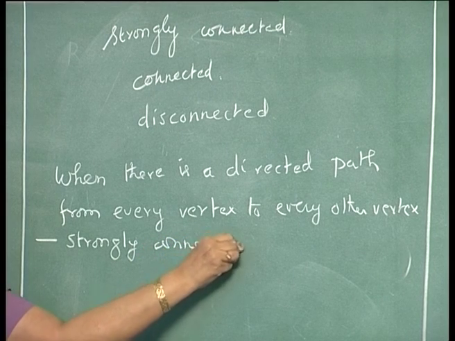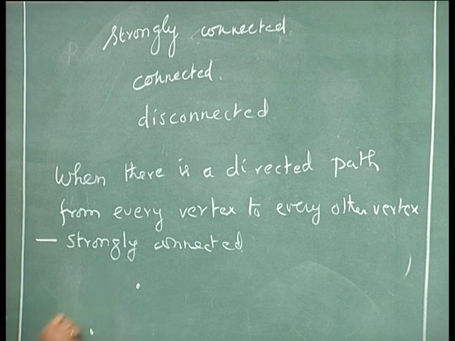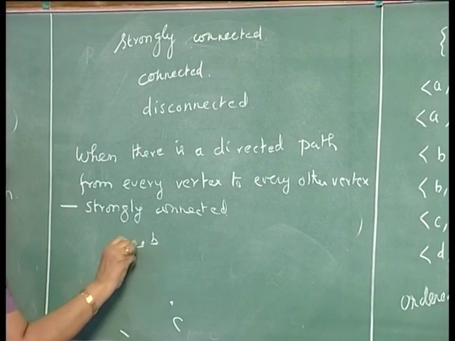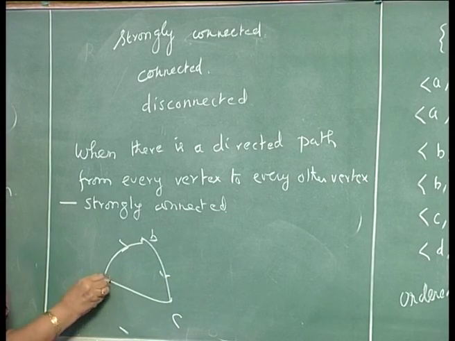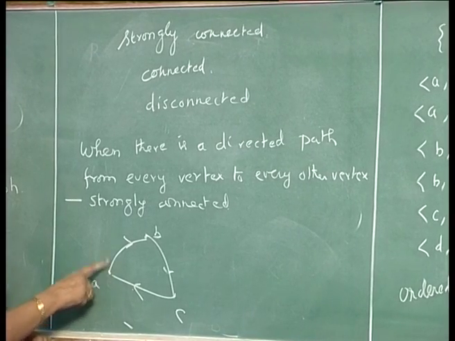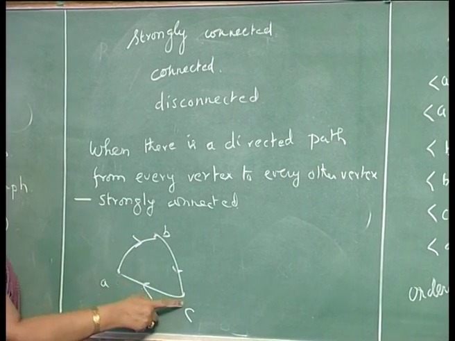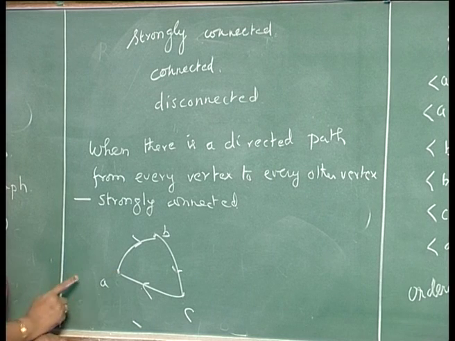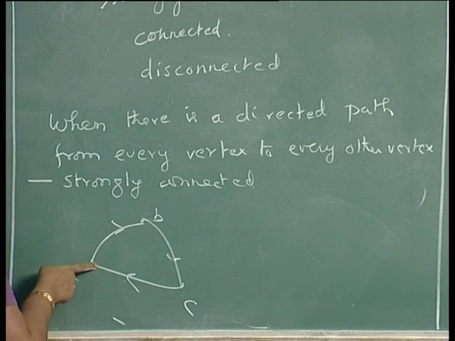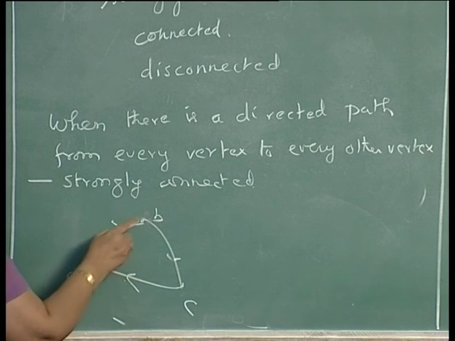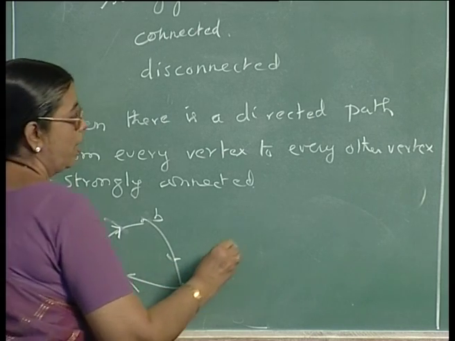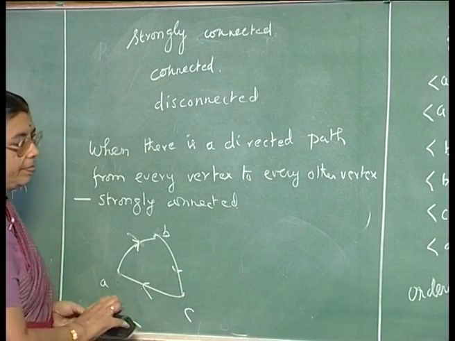Look at this graph. There is an edge like this, there is an edge. See, from A there is a directed path to B, there is a directed path to C, there is a directed path to A itself. Similarly, from B there is a directed path to C, directed path to A, there is a directed path to B itself. This is a strongly connected graph. Now look at this.